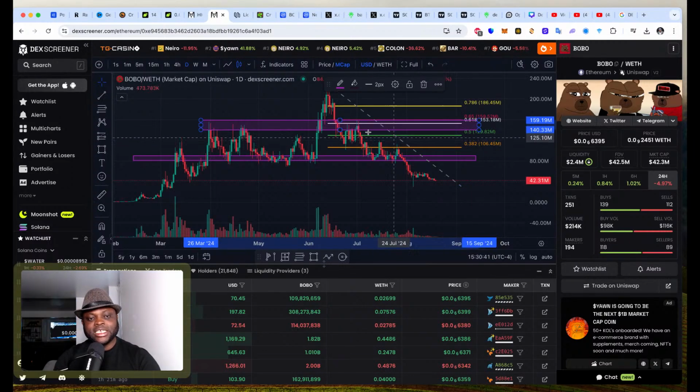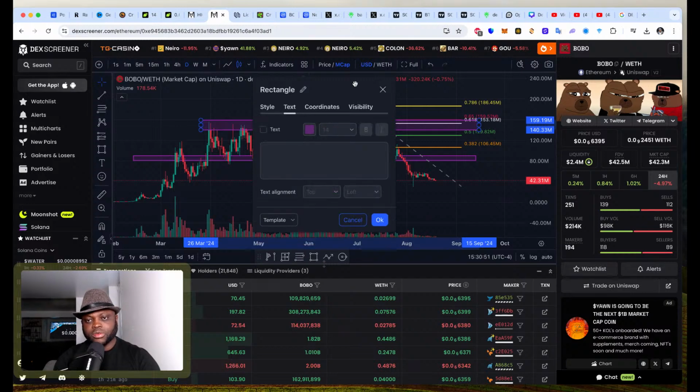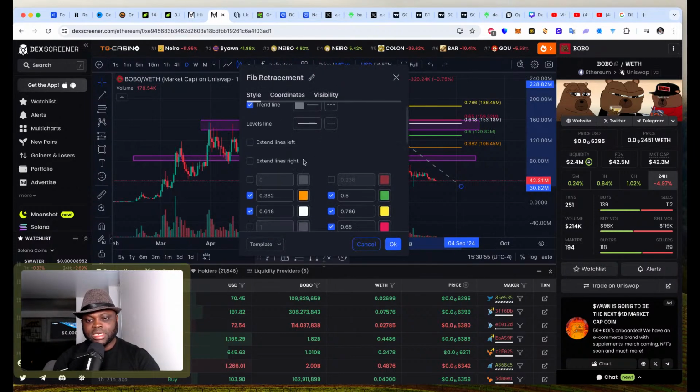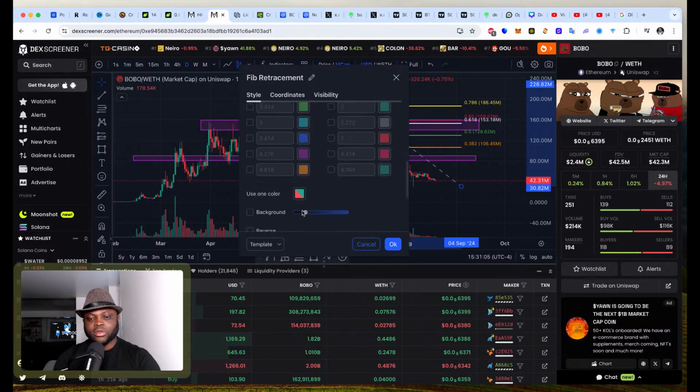Guys, it's easy. This tool is free of charge. You can pull it, and then you use my settings. These are my settings. Let me see if I can show you guys my settings. Yeah, so these are my settings. You can copy the same thing. You can check this 0.382, check this other one also, and uncheck the rest.